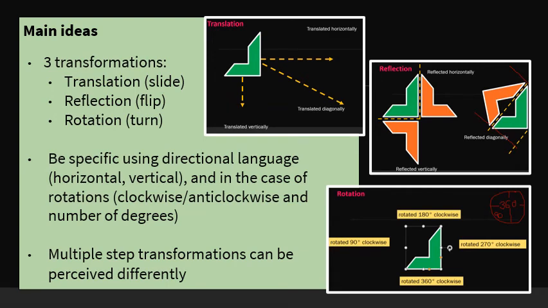And that's our lesson for today. So the main idea, we have these three transformations, how we can transform shapes. We've got translation, which is sliding, reflection, which is flipping or reflecting on a line of reflection, and rotation, which is turning. Make sure when you are describing the transformation that a shape has undergone that you are specific. So you use directional language, whether it's horizontal or vertical, or in the case of rotations, you're talking about clockwise and anti-clockwise, as well as the number of degrees. So for example, rotated 180 degrees clockwise.